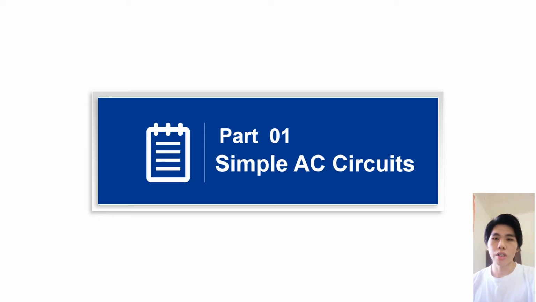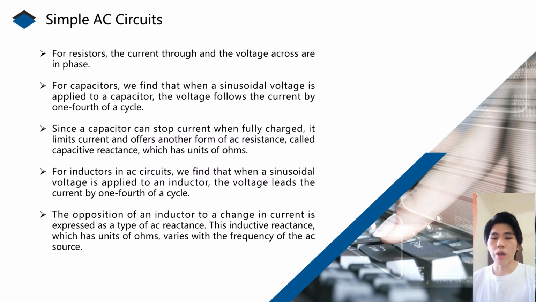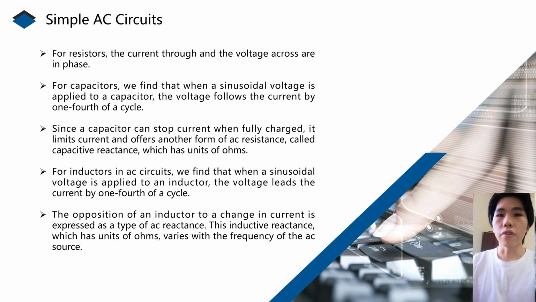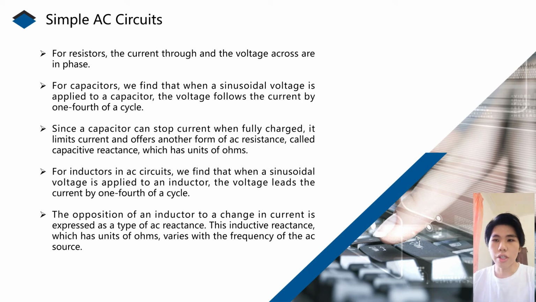So I'm going to present the discussion parts of our assignment, which is the application of AC circuit. Part 1 is simple AC circuit. For a resistor, the current through and the voltage across are in phase. For a capacitor, we find that when a sinusoidal voltage is applied to a capacitor, the voltage follows the current by 1/4 of a cycle. Since a capacitor can stop current when fully charged, it limits current and offers another form of AC resistance called capacitive reactance, which has unit of ohms.